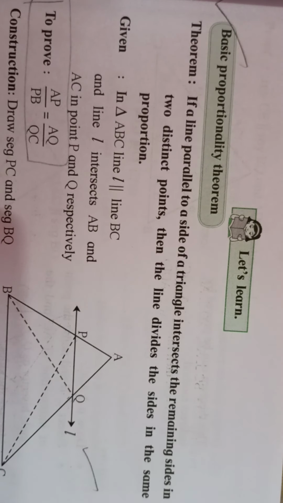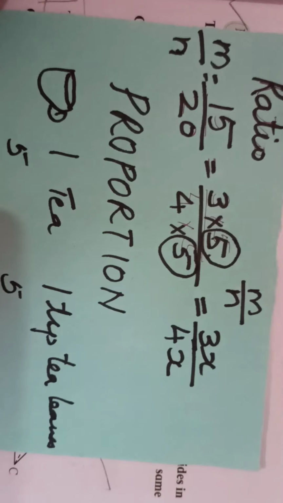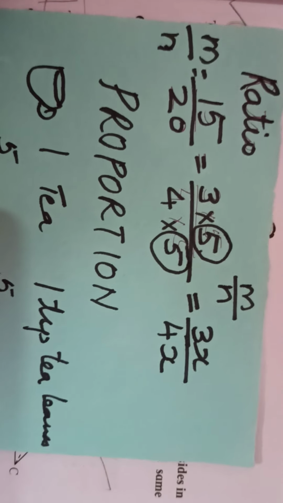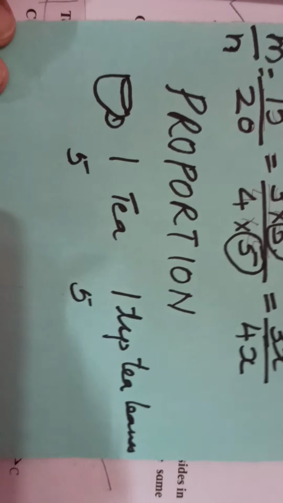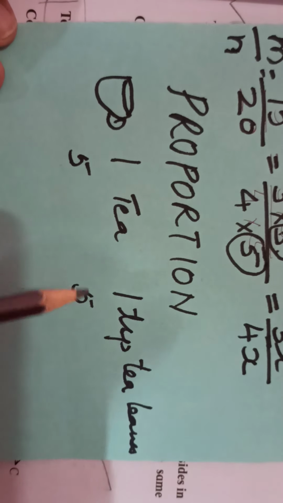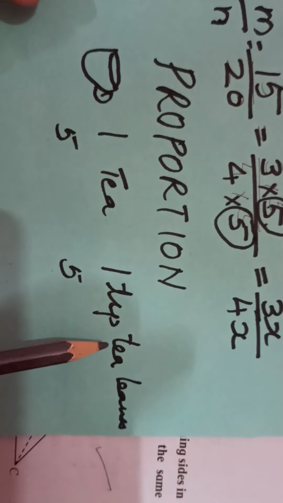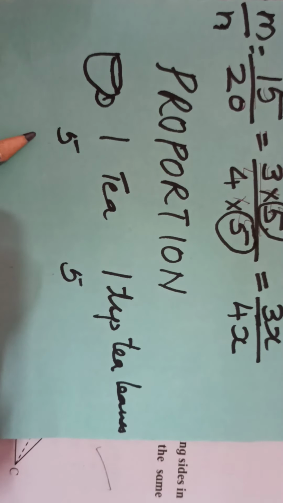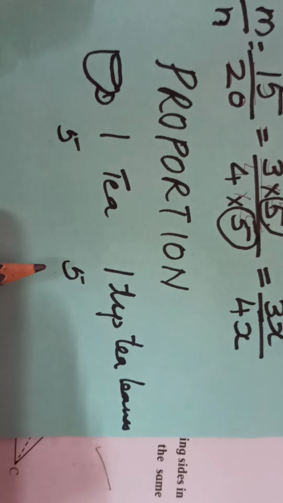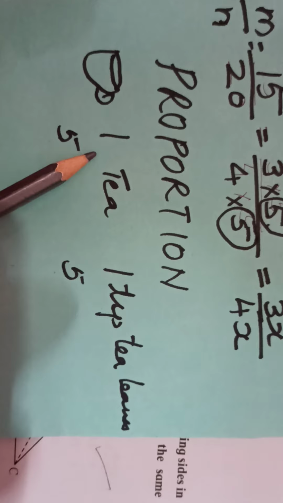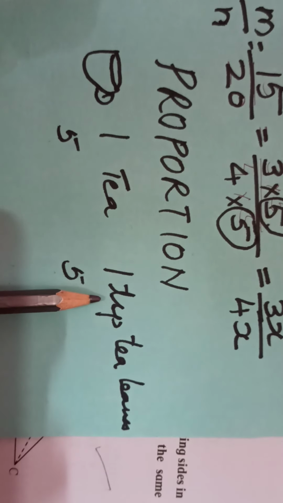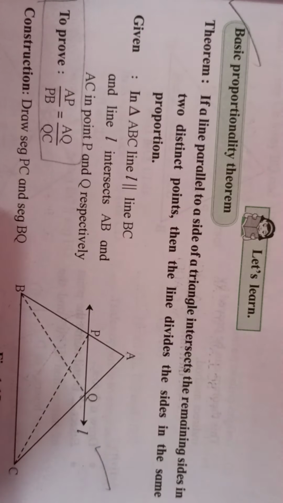In the previous concepts, I have taught you what we mean by proportional. Proportion means ratio and proportion. I explained that proportion means for 1 cup of tea, we put 1 teaspoon of tea leaves, and for 5 cups of tea, we will add 5 teaspoons of tea leaves. If one quantity X is increasing, the other is increasing with respect to X. So, this is the meaning of proportion.